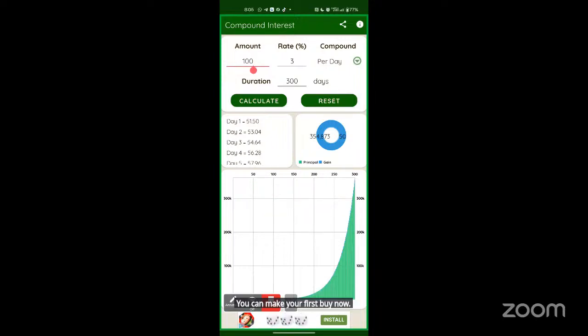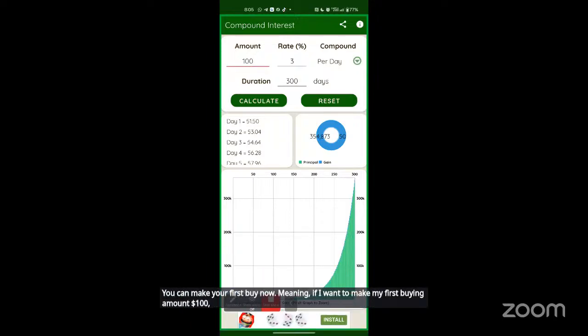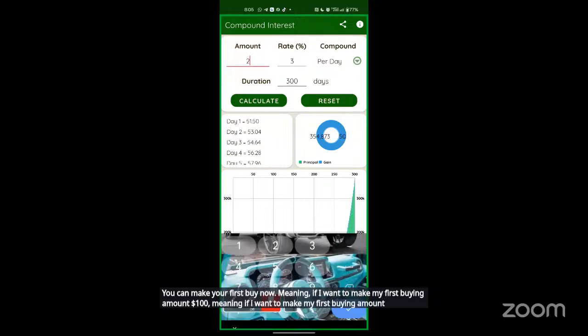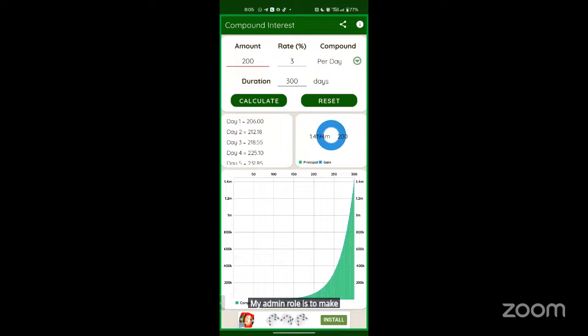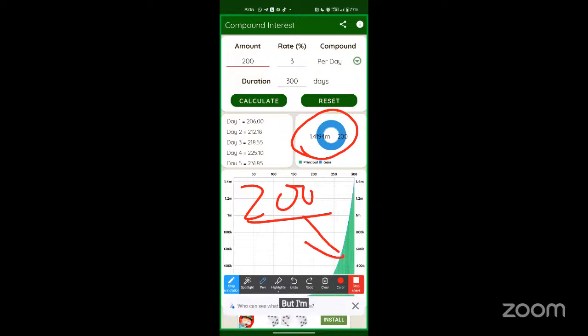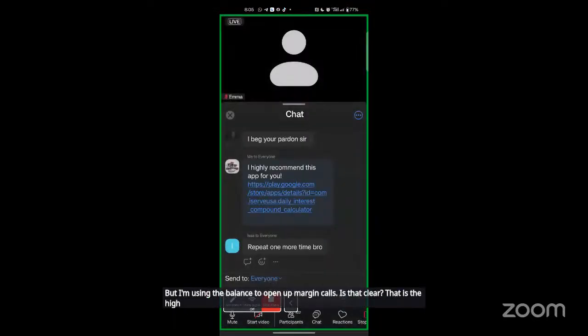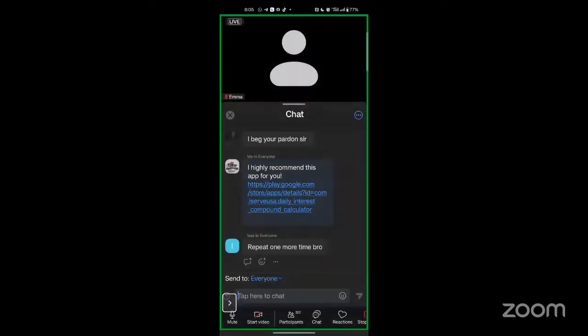Meaning, if I want to make my first buying amount $200, okay, my first buying amount $200. My ultimate goal is to make sure that I make $1.4 million along my journey. So I am exposing $200 to be my first buying amount, but I'm using the balance to open up margin calls. Is that clear? That is the high risk you can take. Am I clear? Give me a one in the chat if I'm clear.